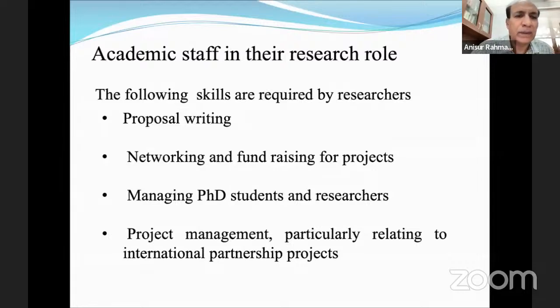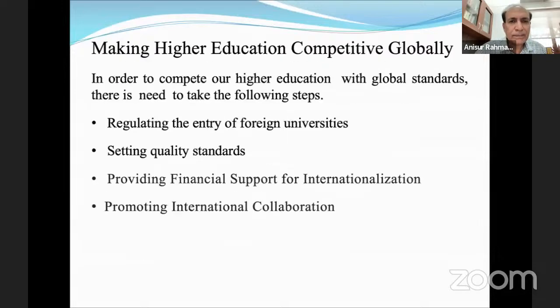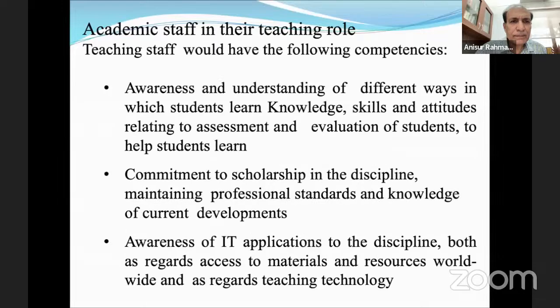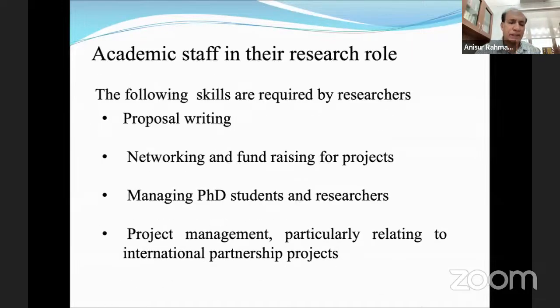Let us now proceed further to academic staff in their research group. Academic staff means the faculty in their research group. The following skills are required by all of us, such as how to write a good research proposal. Now NRF is going to fund us, and ICSR, and many already existing bodies are funding us. So writing a good research proposal needs skills, and that has to be passed on to the students. Then networking and fundraising for the students, managing PhD students and researchers, and project management, particularly relating to international partnership projects. I think these must be taken into account by all the faculty like us.